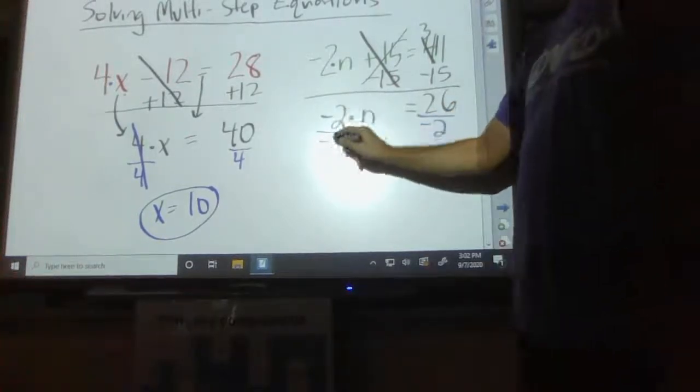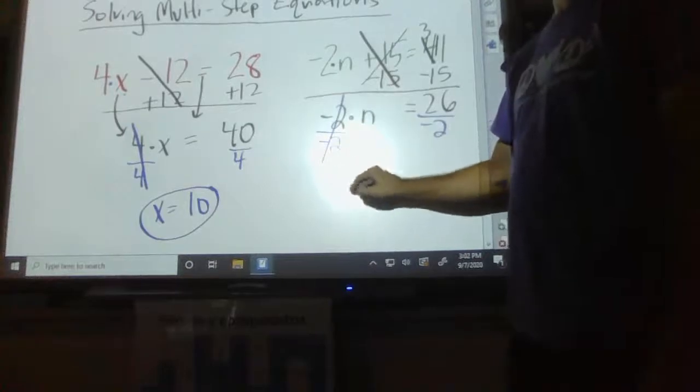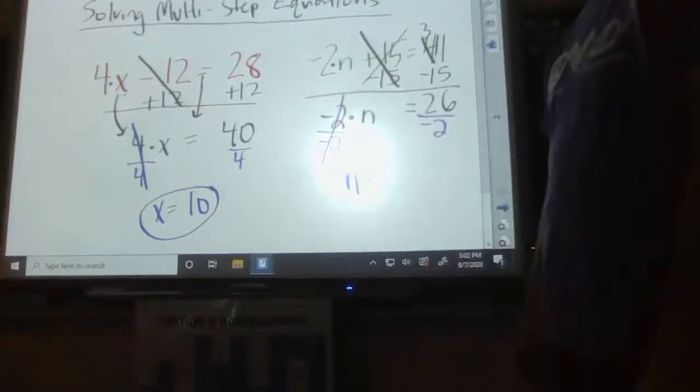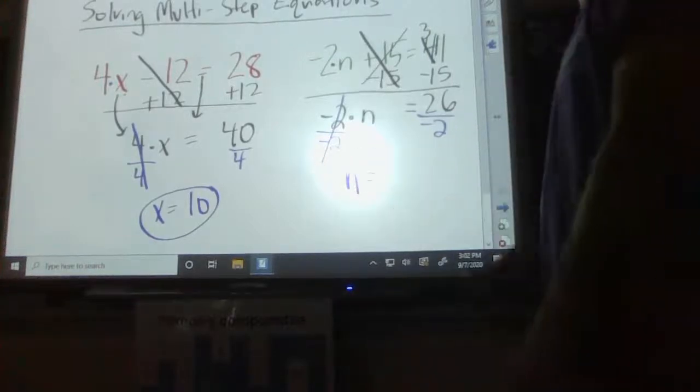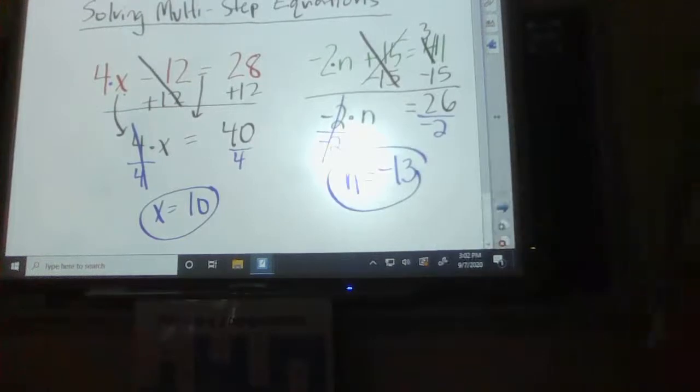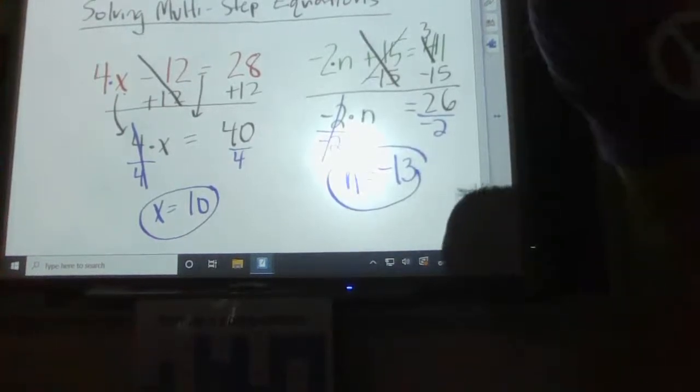And you get negative 2 divided by negative 2, which is 1. 1n is the same thing as n. That's what I was attempting to do. I want to have the letter n isolated all by itself over here on this side. 26 divided by negative 2 should be negative 13 for my answer.